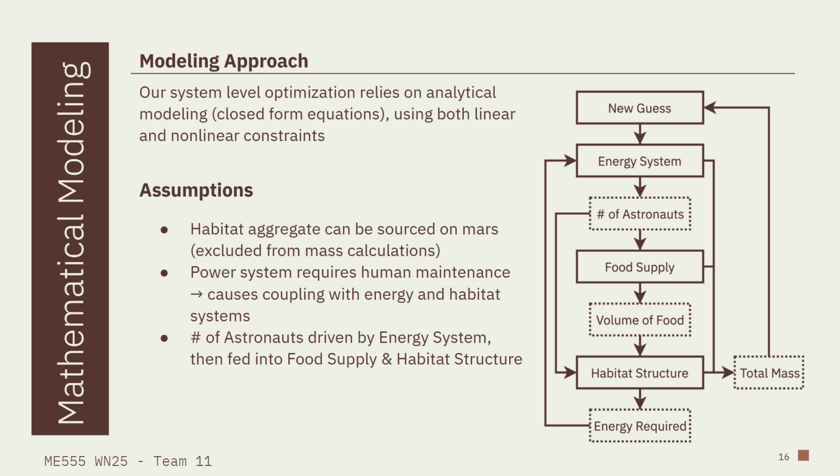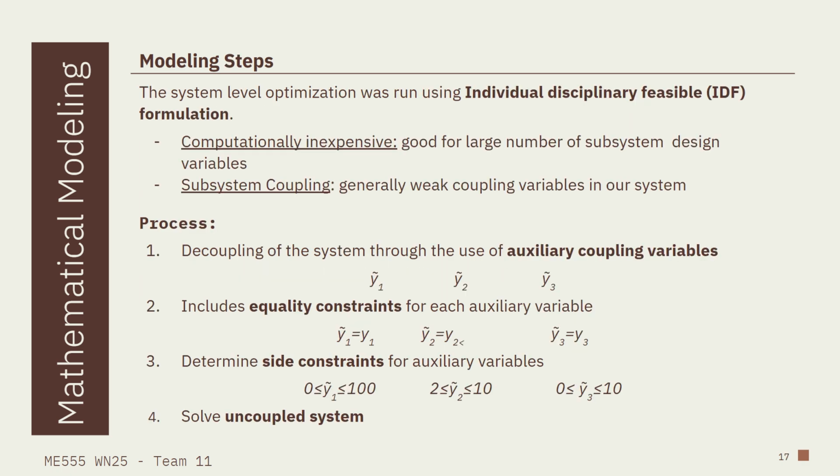Moving on to our mathematical modeling section, our approach consists of an analytical modeling method with closed-form equations and both linear and nonlinear constraints. Some assumptions we made for this system include that the habitat aggregate can be sourced on Mars, that power systems require human maintenance as opposed to employing automated maintenance, and that the number of astronauts required for colonization is entirely determined by the size of the energy system. These assumptions, as well as many others, are oversimplifications that affect the accuracy of our model but reduce its complexity to a manageable level. This next slide dives into the specific modeling steps we followed.